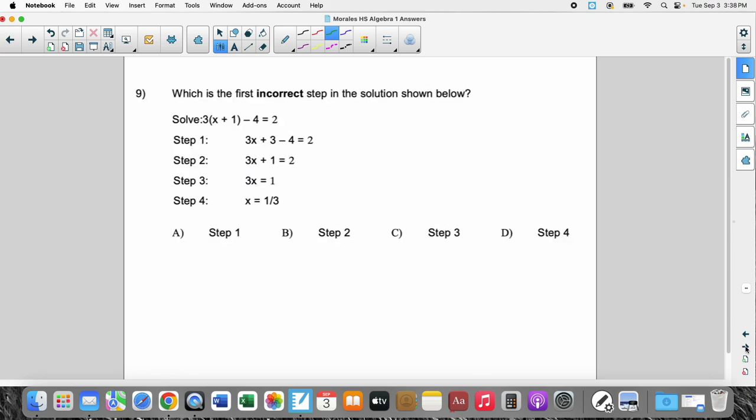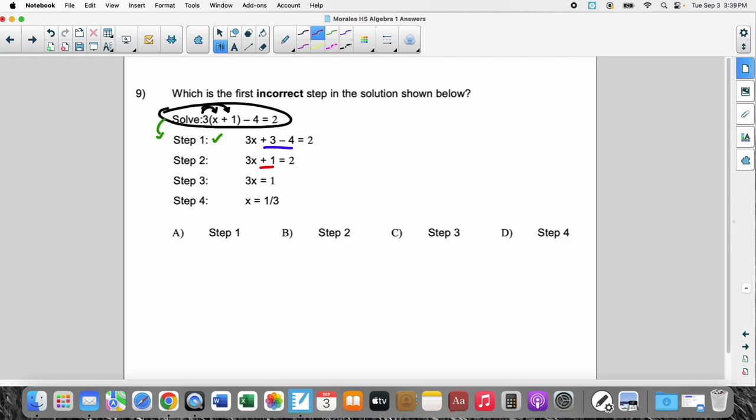Which is the first incorrect step in the solution shown below. So let's take a look. So this is the problem that we're starting with. This is the problem, and our step 1, I would distribute. So if I distribute it, I would get 3x plus 3 minus 4 equals 2. So this step from here to here is okay. Step 1 is okay. And now I would combine like terms. I have positive 3 and negative 4, which makes negative 1.